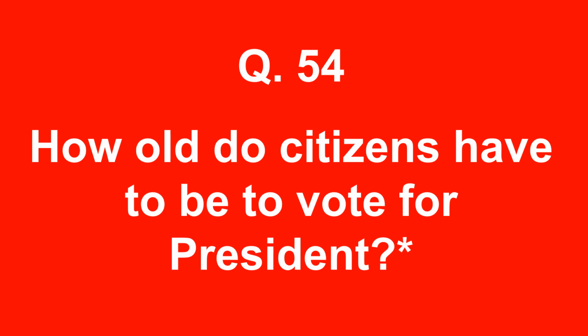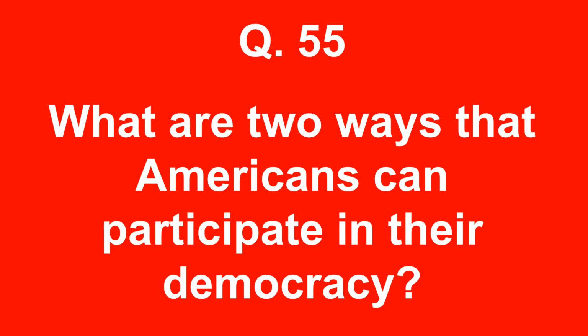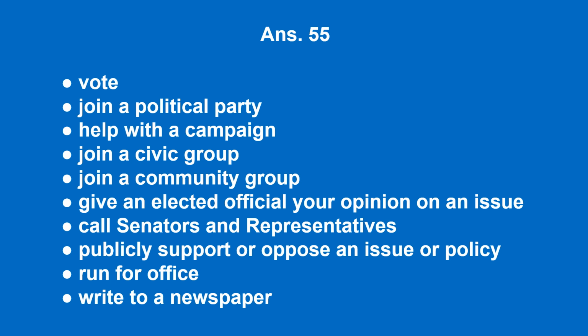How old do citizens have to be to vote for president? 18 and older. What are two ways that Americans can participate in their democracy? Vote, join a political party, help with a campaign, join a civic group, join a community group, give an elected official your opinion on an issue, call senators and representatives, publicly support or oppose an issue or policy, run for office, write to a newspaper.